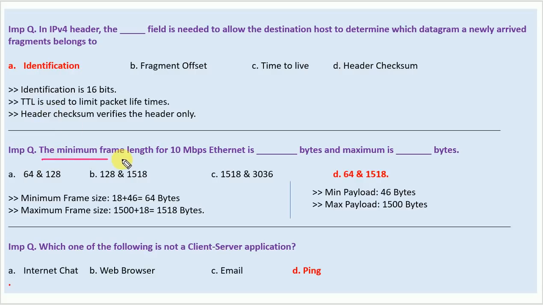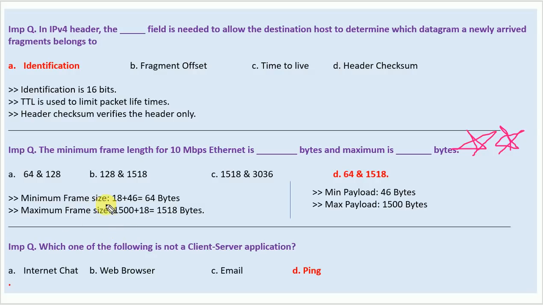Okay, so now moving to the next question. The minimum frame length of 10 Mbps Ethernet is dash bytes, and the maximum length is dash bytes. Just ignore 10 Mbps, it is just there to confuse you guys. So the question is basically, what are the minimum and maximum frame length sizes of Ethernet? That is the basic question. So you have to understand what the minimum frame size is and what the maximum frame size is. This is also very important.